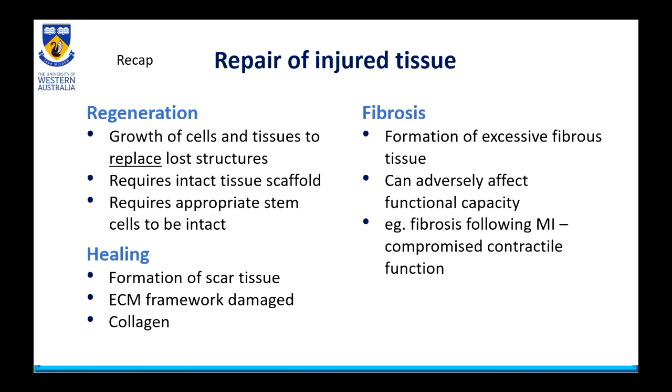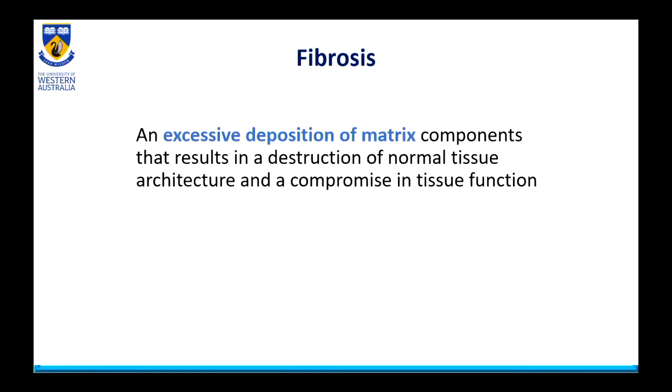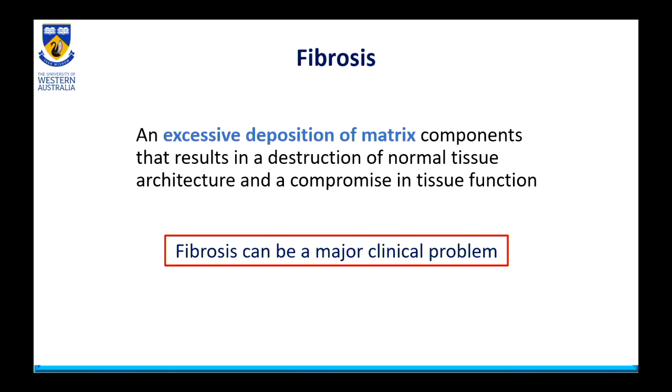So we're talking more fibrosis today, but that was what we talked about a bit last week. And then, of course, fibrosis is an aberrant wound healing response. So it's wound healing gone wrong. So what is fibrosis? As I just talked about, it's an excessive deposition of matrix components, which results in the destruction of normal tissue, I think it's the architecture of it, and a compromise of the tissue function. Okay, so it depends often where that fibrosis is as to how it compromises function. And it can be a major clinical problem, again, depending on where it is.